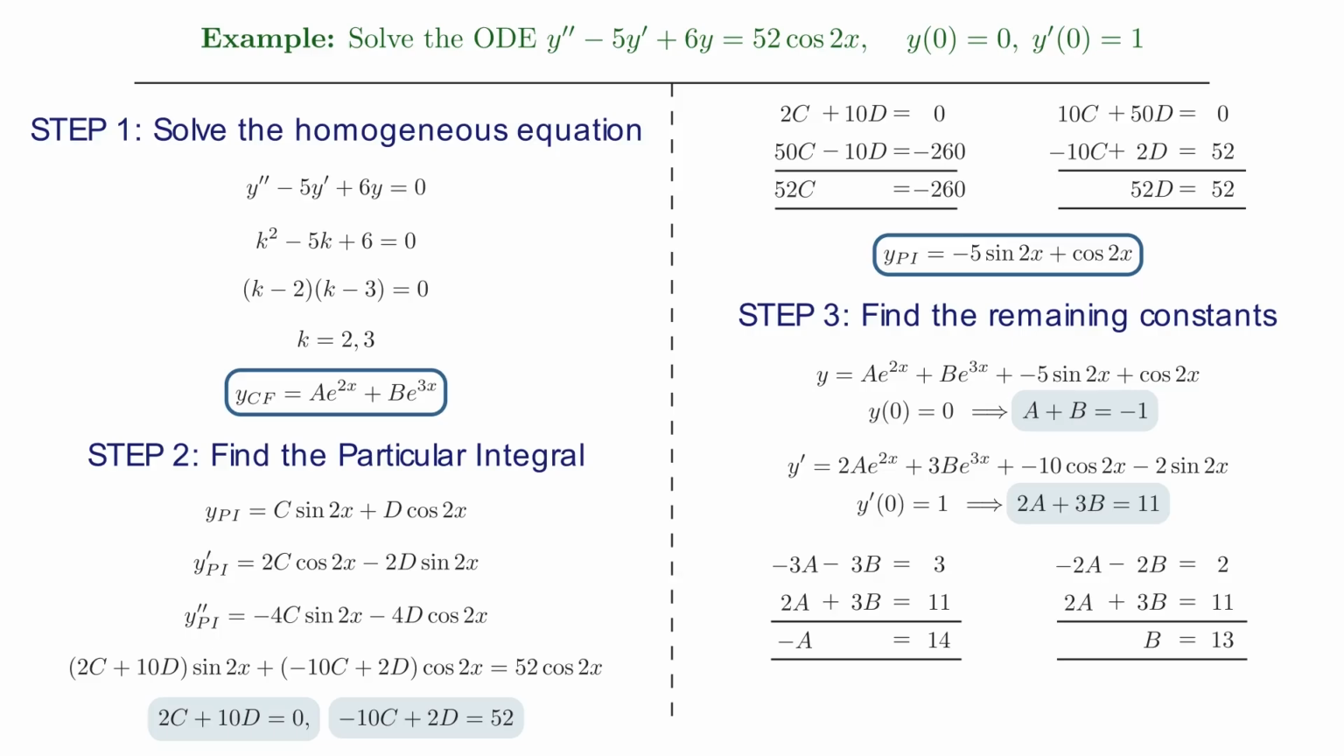So we can put this back into our general solution. This gives us the particular solution y = -14 e^(2x) + 13 e^(3x) - 5 sin 2x + cos 2x.